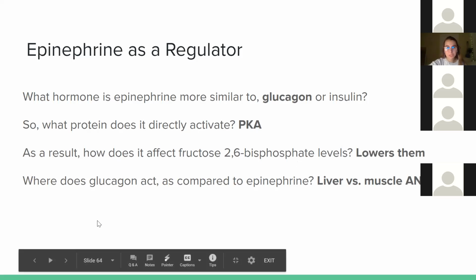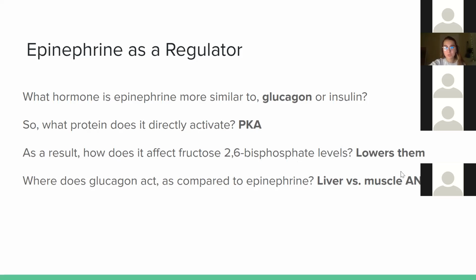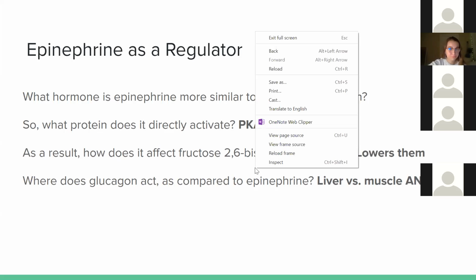And it's also important to know, Dr. Zeile points this out, where glucagon acts in comparison to epinephrine. So I just wanted to write it down for you all. Glucagon will act in the liver as compared to epinephrine, which can act in muscle cells and in liver cells.